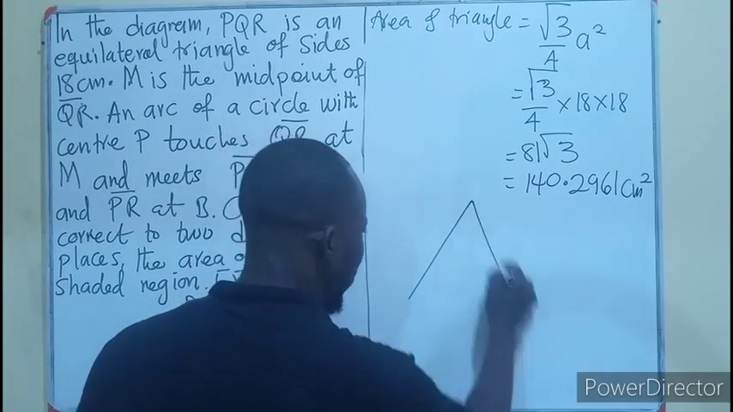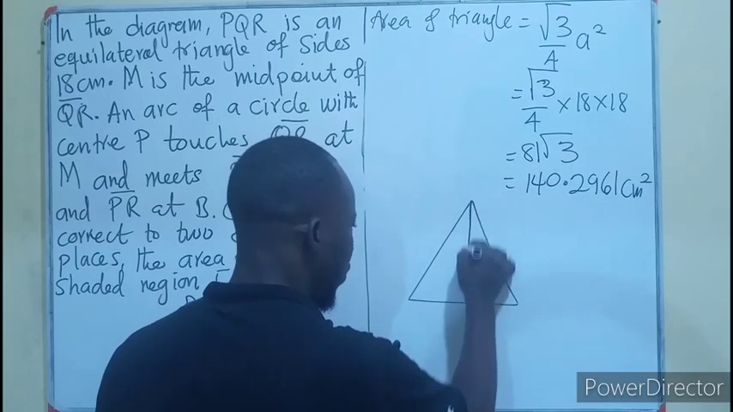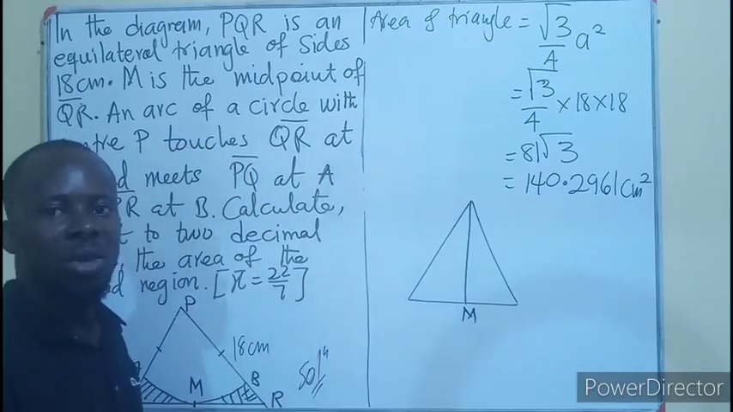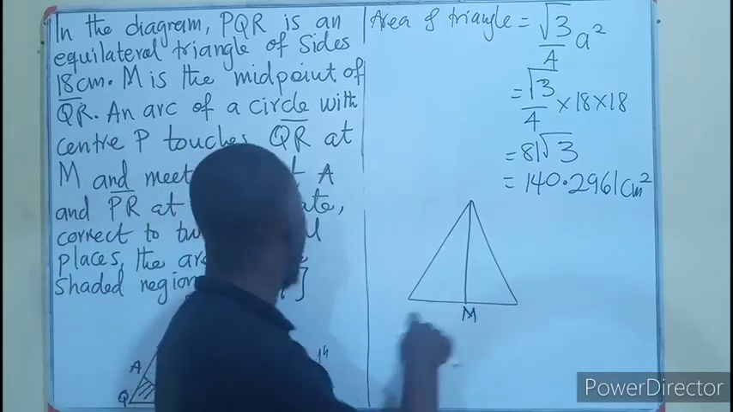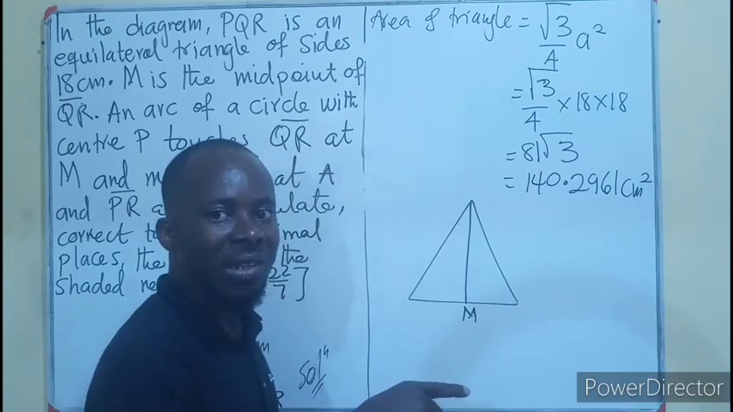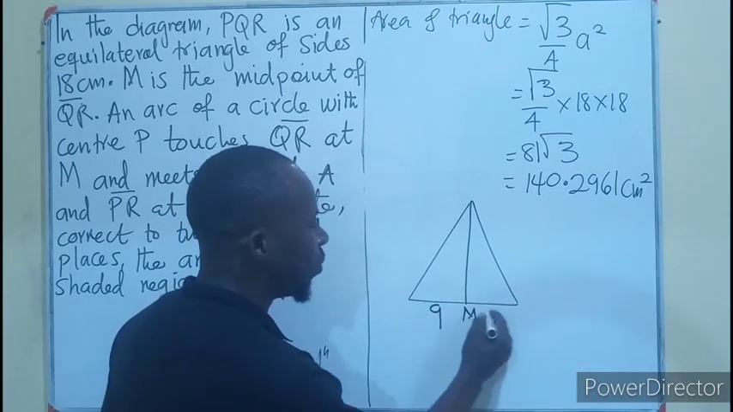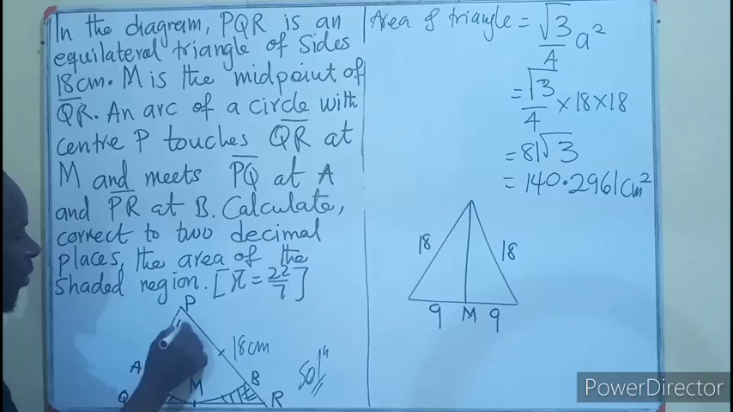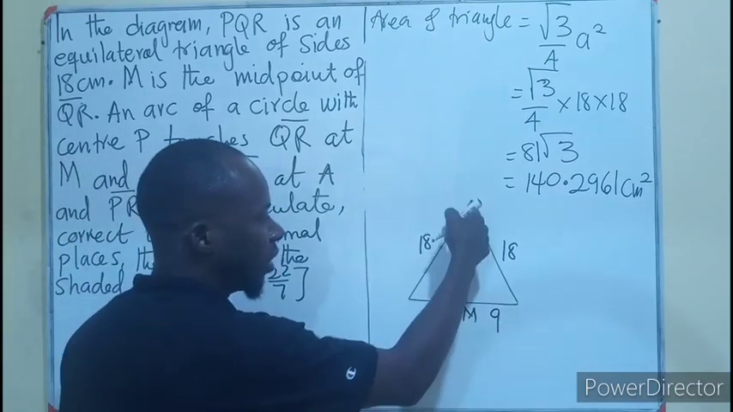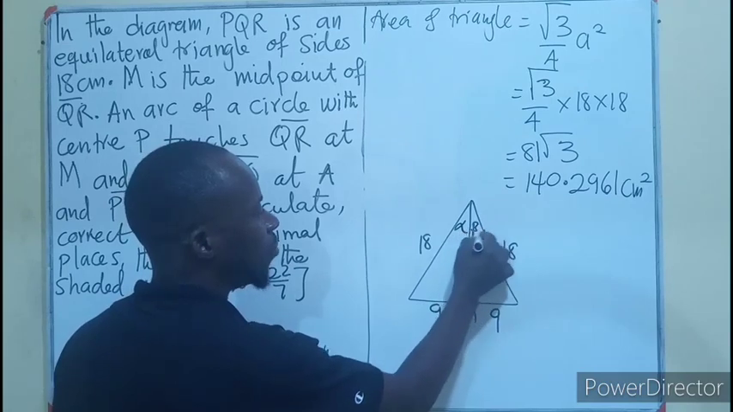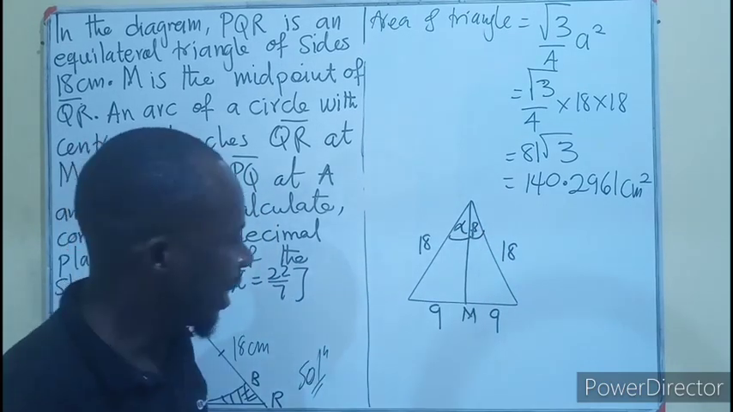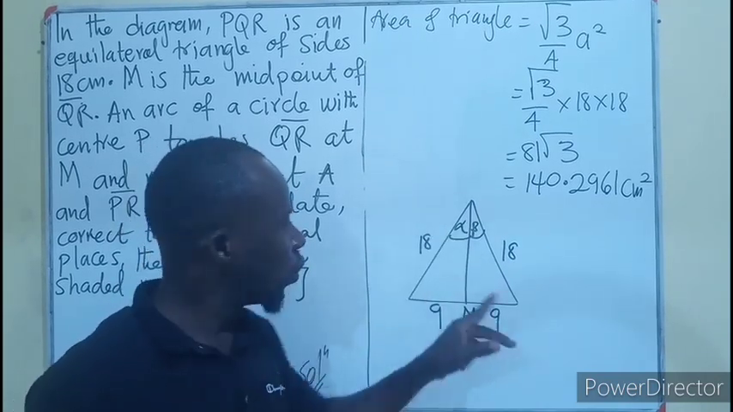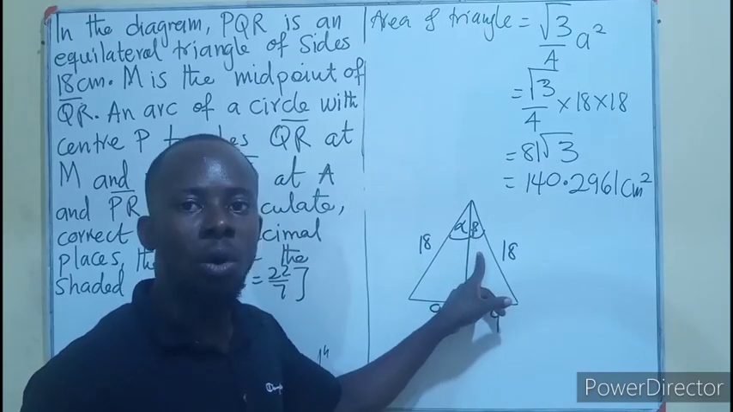Let me take the diagram this way. We said M is the midpoint. So if M is the midpoint, it divides the line QR into equal parts. If the whole of this is 18, this will be 9, and this will be 9. The angle we are looking for, let me call it theta. But since I have drawn this line, it will have been alpha and beta, two different angles. This line, being a bisector, will bisect the angle into 2. So if I know alpha to be 4, the beta will also be 4.